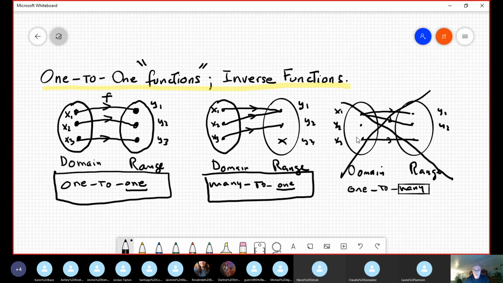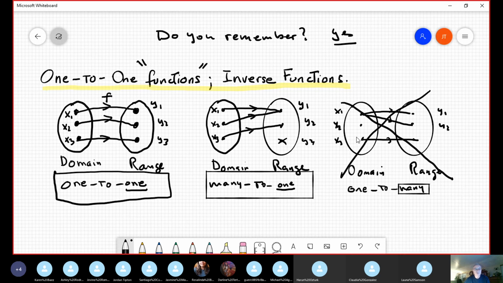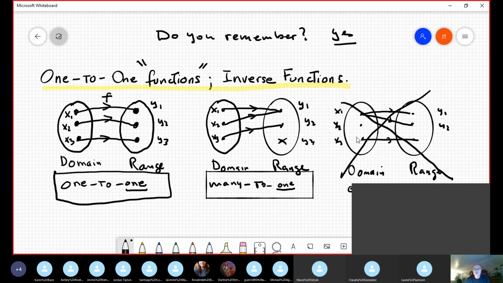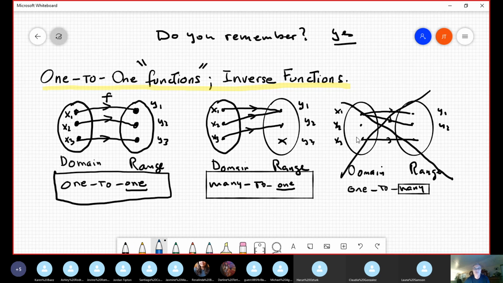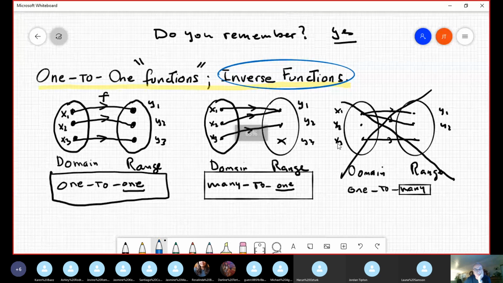I suppose you remember this very well. Yes or no? Do you remember? Okay, good. You remember. The answer is yes. Everyone remembers, right? Good. Now, the one-to-one is kind of special, no? Why is it special? Because, for example, I want to find the inverse function. Look, this is a new idea. Inverse function. What is the inverse function?